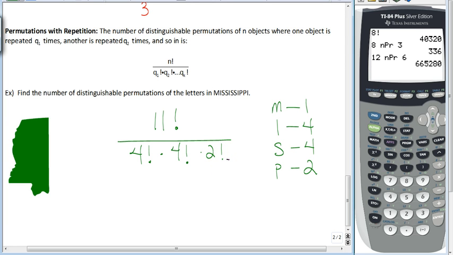So what we're going to do is find 4 factorial, 11 factorial, and 2 factorial. Well, we know 4 factorial is 4 times 3 times 2 times 1, so 4 factorial is 24. 2 factorial is just 2 times 1, so it's 2. And 11 factorial on the top is a huge number, 39 million and change, almost 40 million. So what you do in the calculator is you just type this big number divided by 24 times 24 times 2.